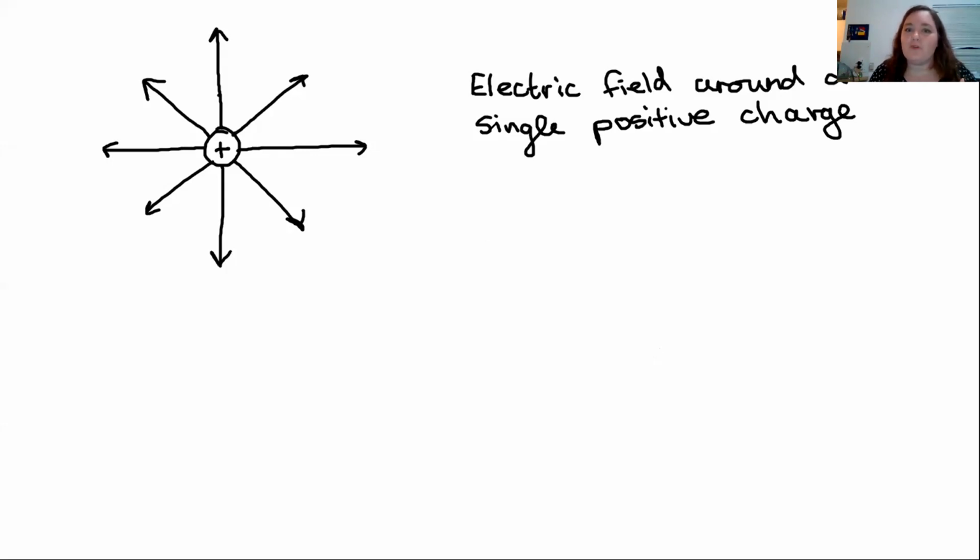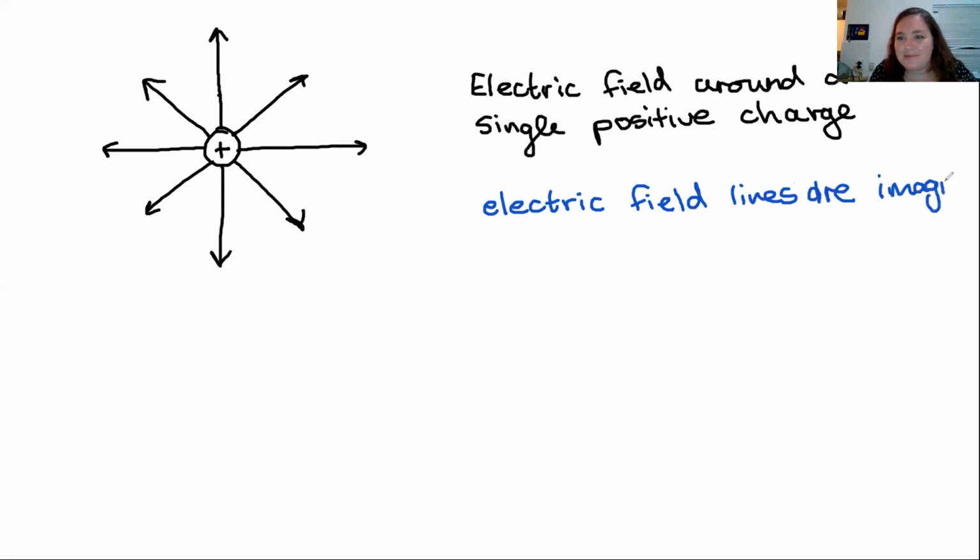There are a couple of rules for electric field lines. Electric field lines, first of all, are imaginary. You can't see them. That means that if I were to take something, rub it against my hair, and now everything's charged, I can't see these magical field lines all over the place. They're completely hypothetical, and we use them as a model to imagine what's happening.